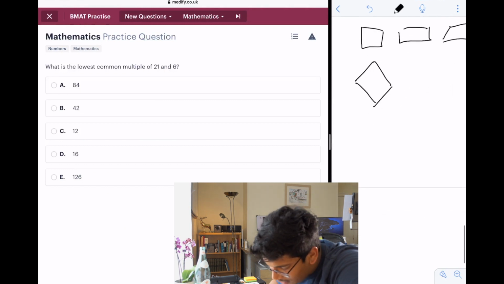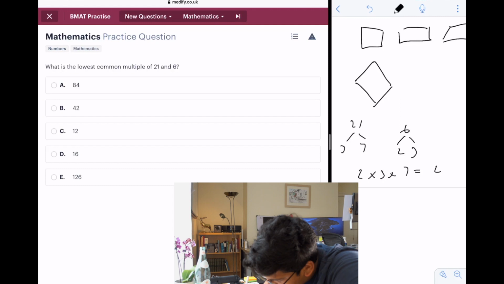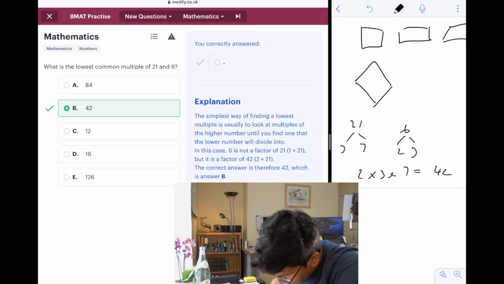Funny question. What's the lowest common multiple of 21 and 6? So what I need to do is, 21 is 3 times 7, 6 is 2 times 3. So do 2 times 3 times 7, which is 42. Cool. Nice.